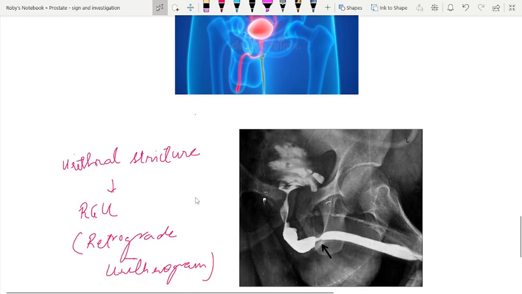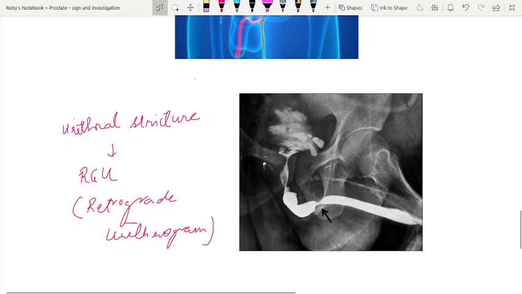Next comes urethral stricture. For urethral stricture, ultrasound and X-ray pelvis will not be diagnostic. For that, you have to do the contrast study. In contrast study, you have to do retrograde urethrogram. Why urethrogram? Because you are visualizing the urethra. That's why urethrogram. Why retrograde? Because you are pushing the contrast from the external meatus, from this area. Retrograde way, you are putting the contrast. And now you can see that this is the stricture area.